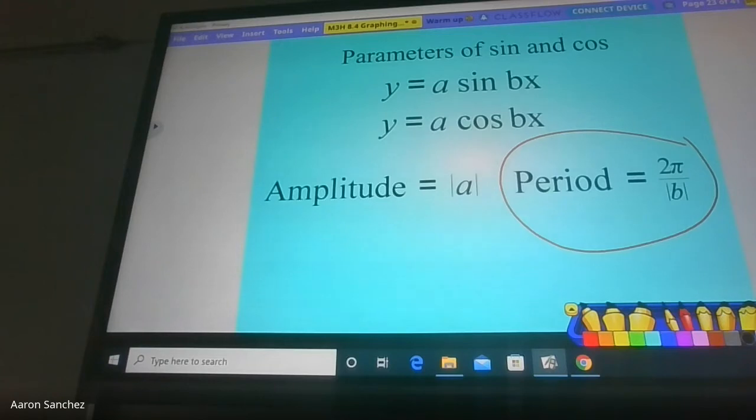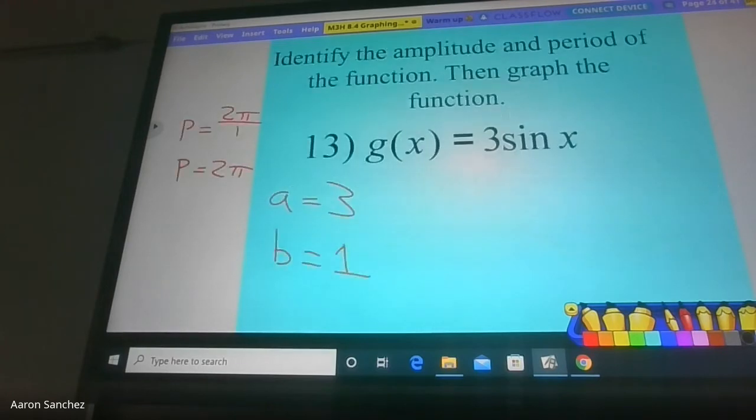Guys got it? Now we're going to use these to graph, and then we'll be done. You guys need a break? Anyone need a break here? Okay, so number 13 on your homework asks you to graph. First, you have to identify the amplitude and the period, and then we graph. Number 13, g of x equals 3 times sine of x.